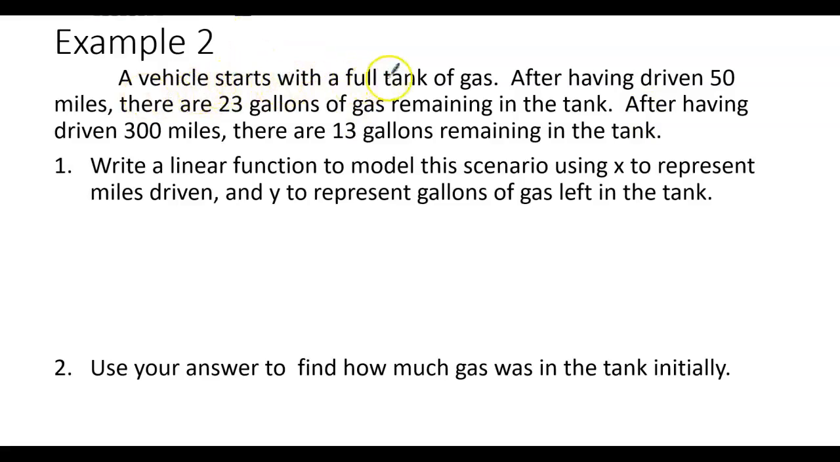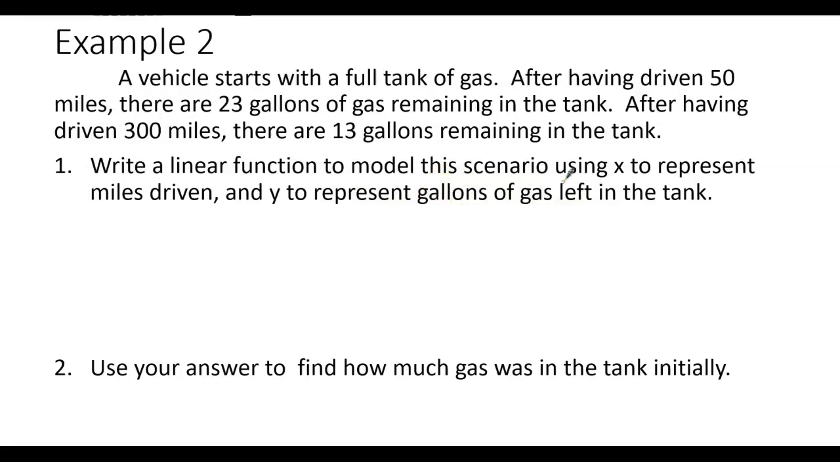It says a vehicle starts with a full tank of gas. After having driven 50 miles, there's 23 gallons of gas remaining in the tank. After having driven 300 miles, there's 13 gallons remaining in the tank. Write a linear function to model this scenario using x to represent the miles driven and y to represent the gallons of gas that are left in the tank.